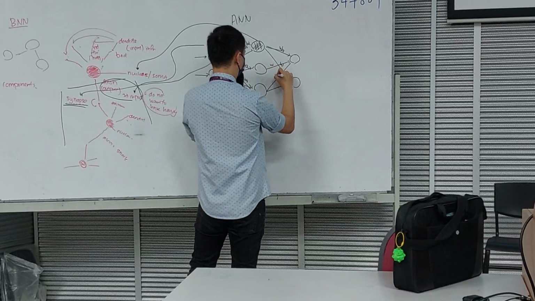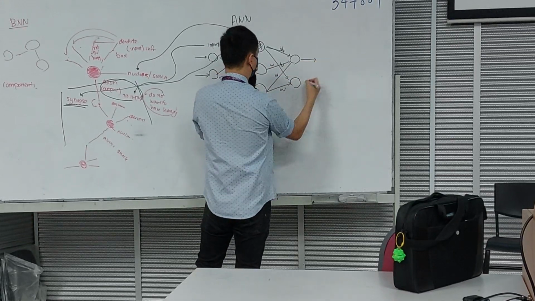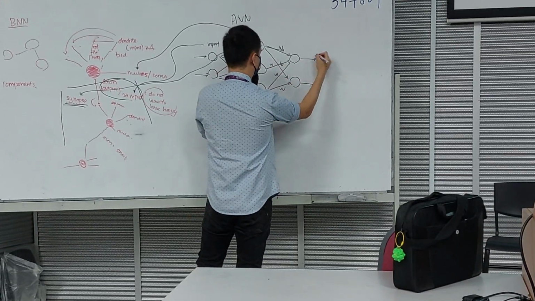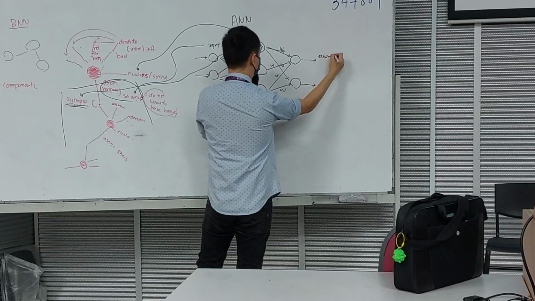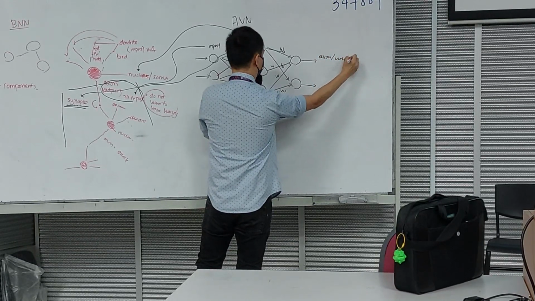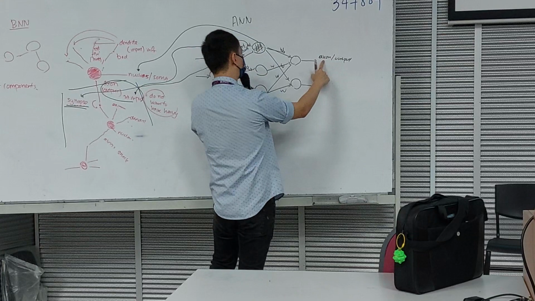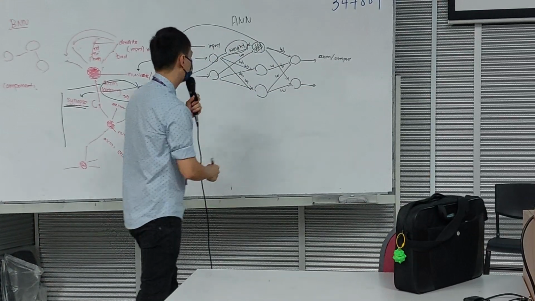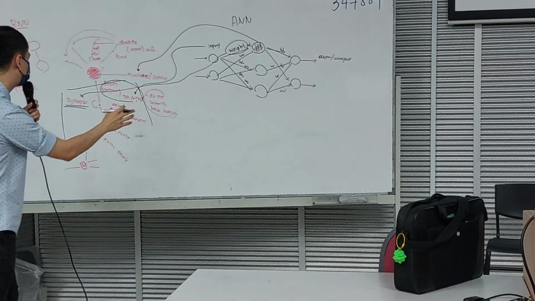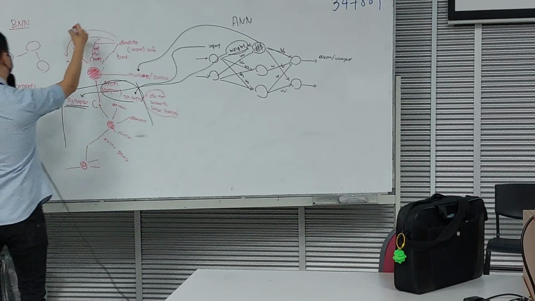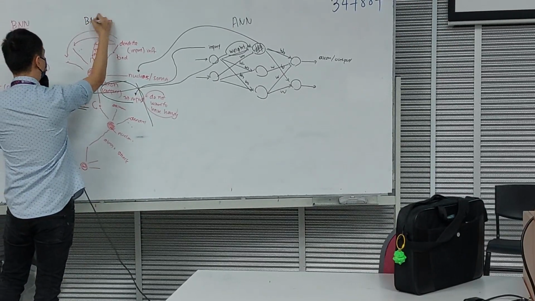So we have a lot of weight, and finally generate some result. Or maybe this is action, or the output. In neural network, it's called output, but in biological neural network, it's called action. So this is how artificial neural networks and biological neural networks work. They are exactly the same.